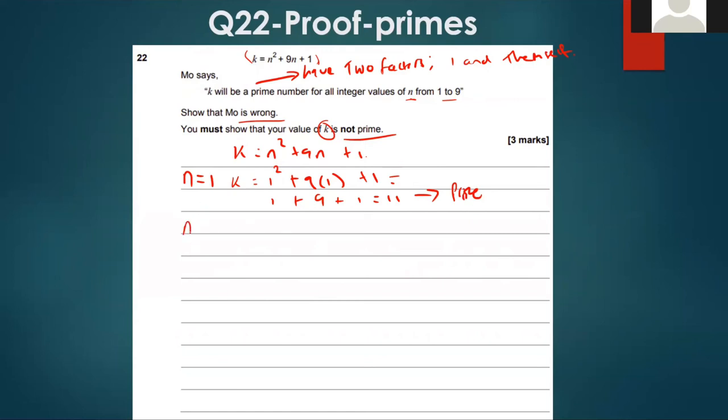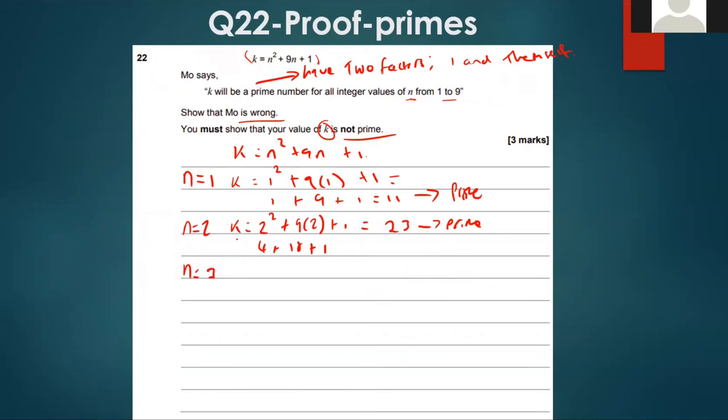Then if n is equal to 2, k is equal to 2 squared plus 9 times 2 plus 1. That gives me an answer of 23, which is prime. 2 squared is 4, plus 9 times 2, which is 18, plus the 1. 18 plus 1 is 19, 19 plus 4 is 23, which is prime.